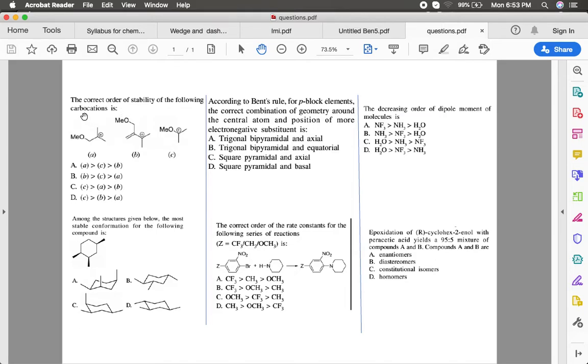The correct order of stability of the following carbocations. So we have been given 3 carbocations and we have to find out the order of stability. Let's see the nature of the carbocation. This is a tertiary carbocation. This is a secondary carbocation, and also it's an allyl secondary carbocation. This is a secondary carbocation, but it is attached to a methoxy group.